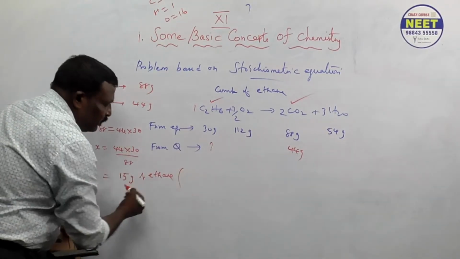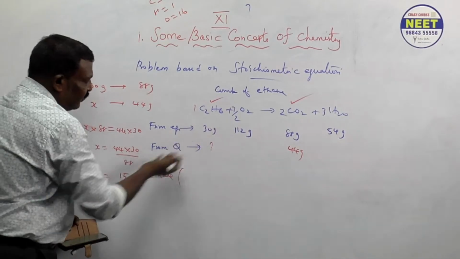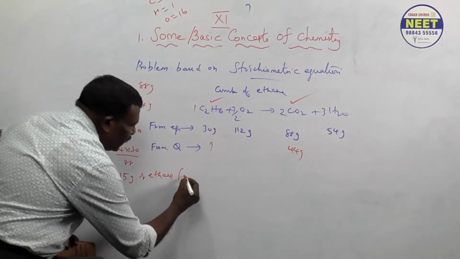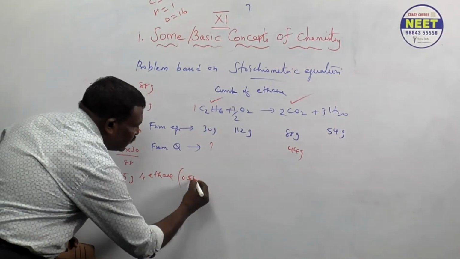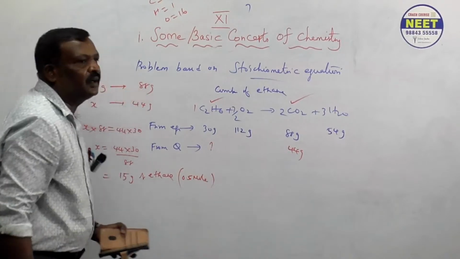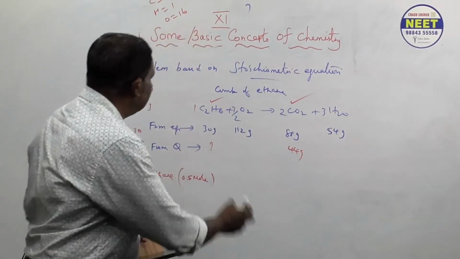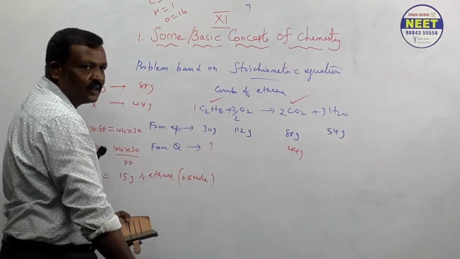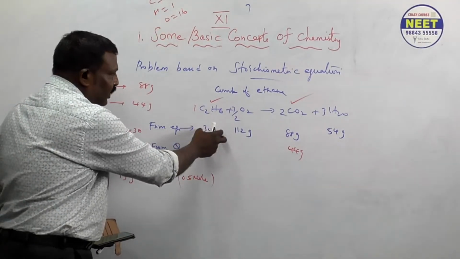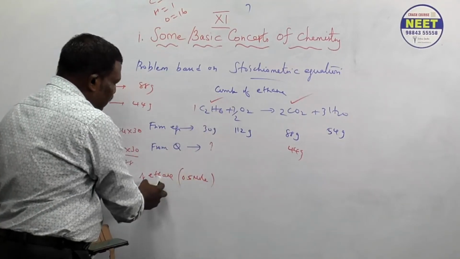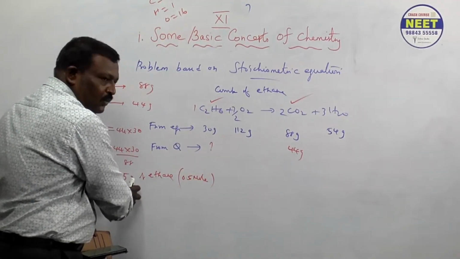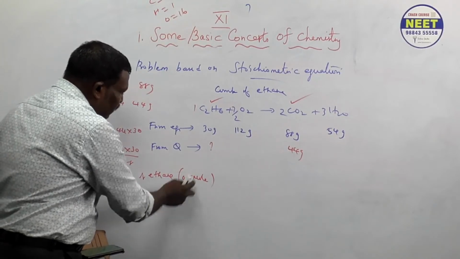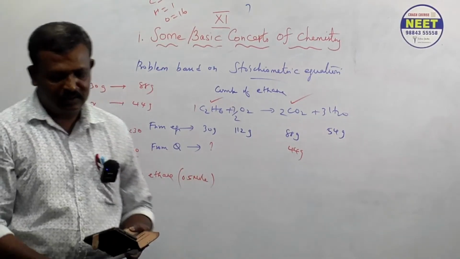How many moles? Just half of this, no? 0.5 moles. Correct or not? This is one. Go to the second level. 1 mole of ethane is 30 grams, but we got the value 15 gram. 15 gram is nothing but 0.5 mole. Right. Do it.